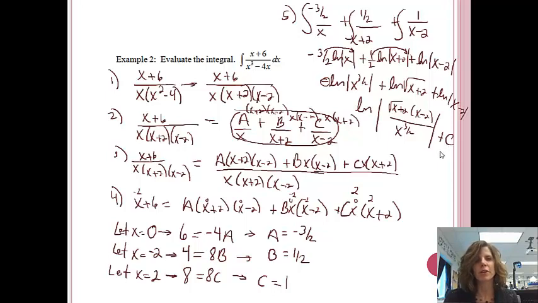So hopefully now you're even more familiar with using the method of partial fractions to evaluate an integral.